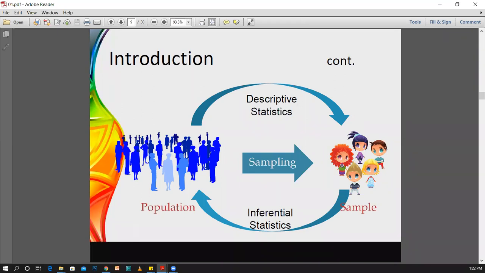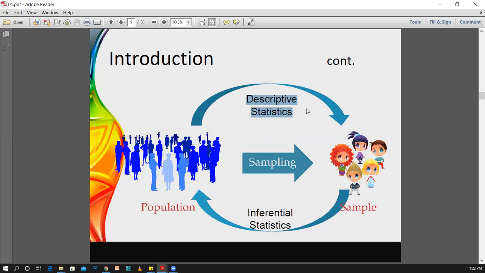Then based on this sample, if you are making any decisions, then it comes under descriptive statistics. But if you are going to tell anything regarding the population, now think about it: based on the sample, you are generalizing it for the population, then that procedure is taken as inferential statistics. Now you can easily understand the difference between descriptive and inferential statistics.